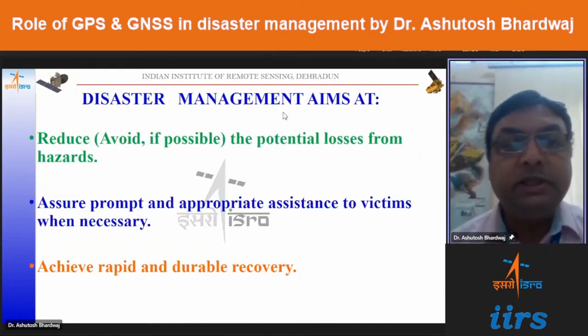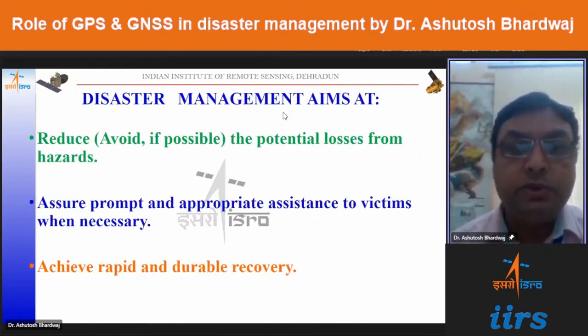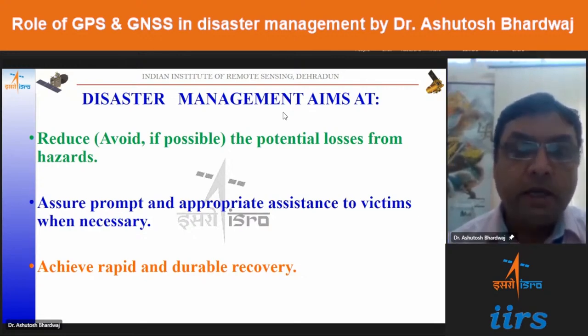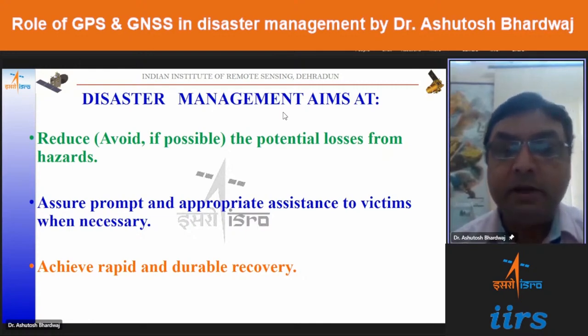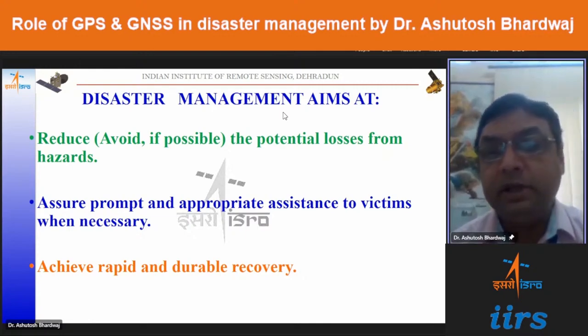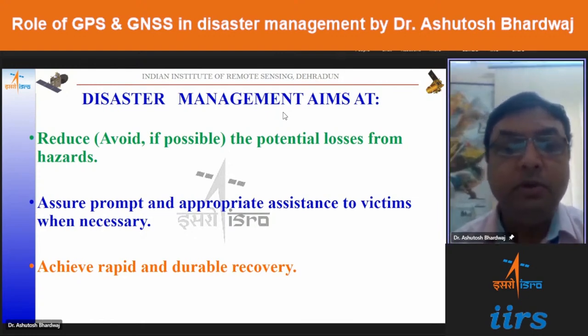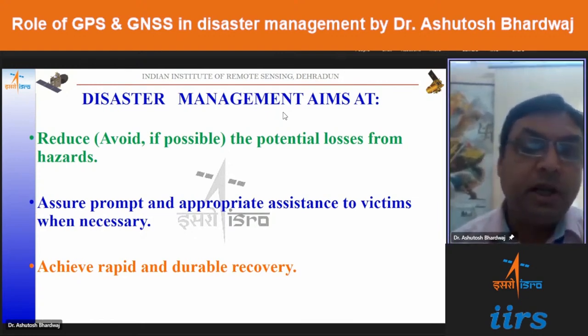So the purpose of disaster management is to reduce the potential losses from hazards and to assure prompt and appropriate assistance to the people who are suffering and undergoing the effects of the disaster. And this we would like to do in a very rapid and durable way so that in minimum time we are able to rescue the people and reduce the losses.